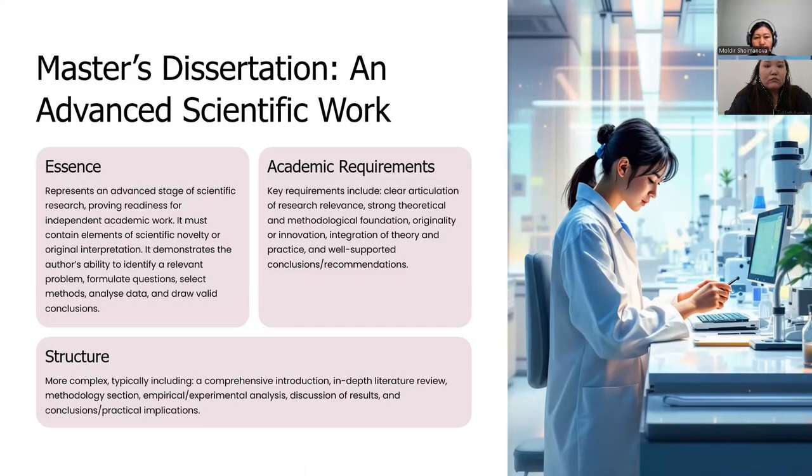If we focus on master's dissertation works, we can say that it's an advanced scientific work. It represents an advanced stage of scientific research, providing readiness for independent academic work. It must contain elements of scientific novelty or original interpretation. It demonstrates the author's ability to identify a relevant problem, formulate questions, select methods, analyze data, and draw valid conclusions. So in comparison with the bachelor's thesis, the master's dissertation work is more focused on selecting methods. It may focus on more relevant problems. It analyzes data and draws valid conclusions in comparison with the bachelor's degree thesis.